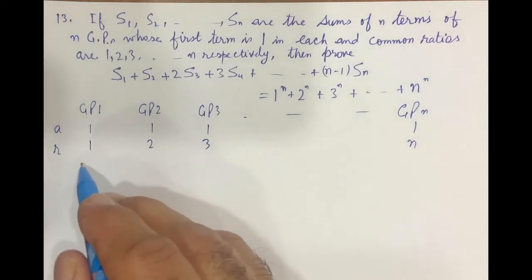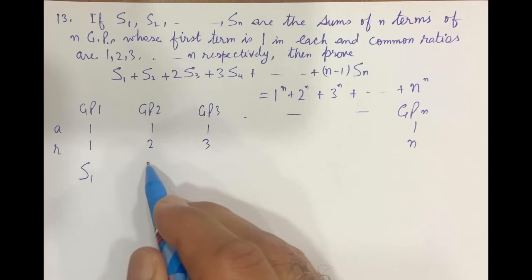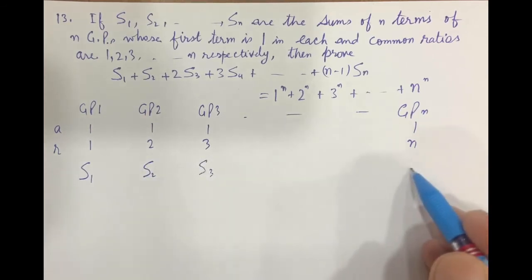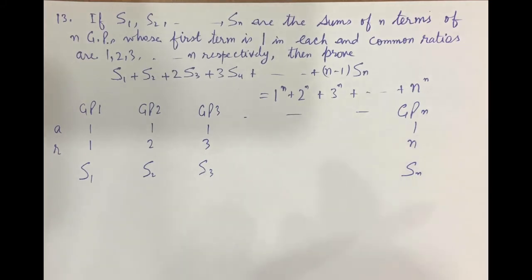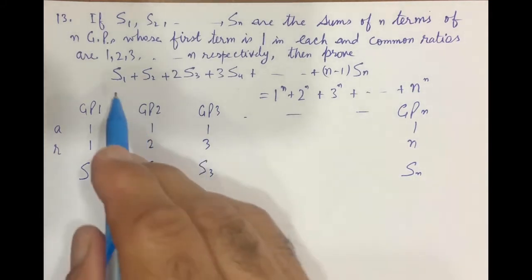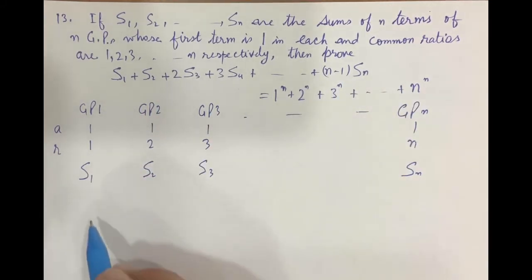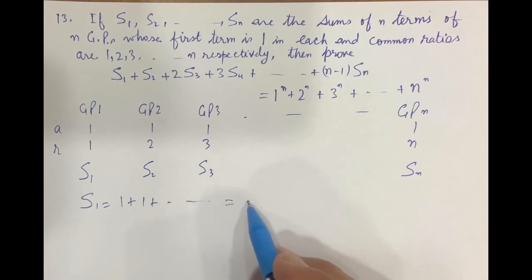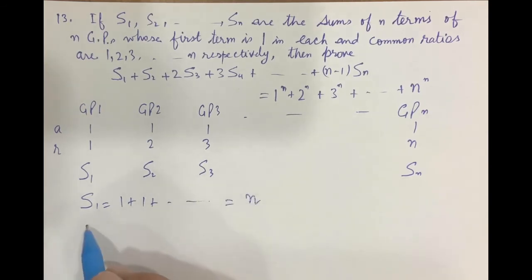So S1 is sum of n terms. S2 is sum of n terms of second. This will be S3 and this is Sn. We have to prove this relation. So let us first of all evaluate S1. S1 is 1 plus 1 plus 1, n times, so this is n.